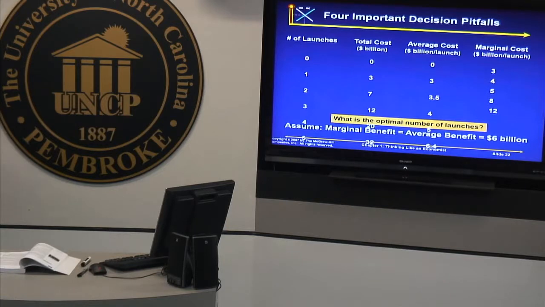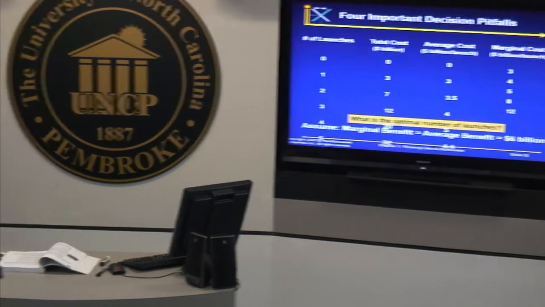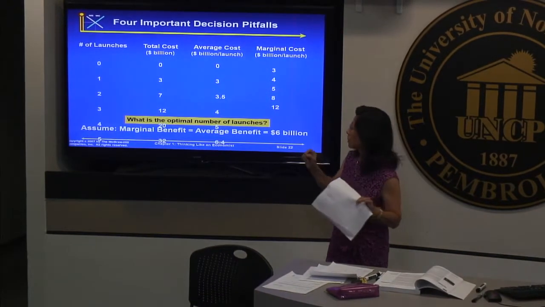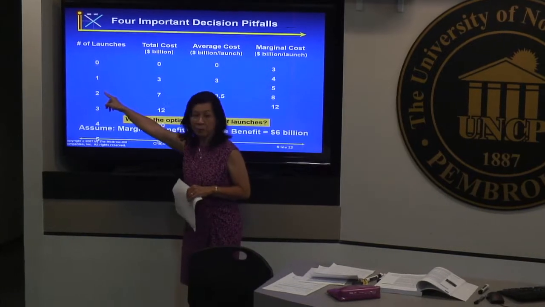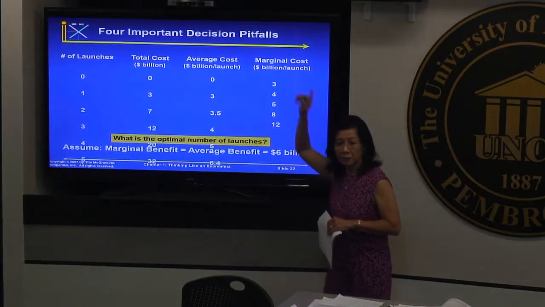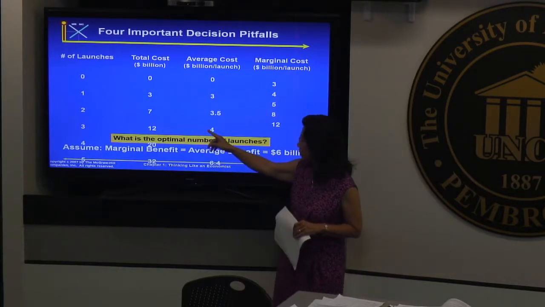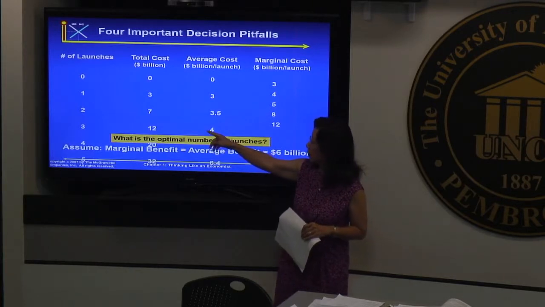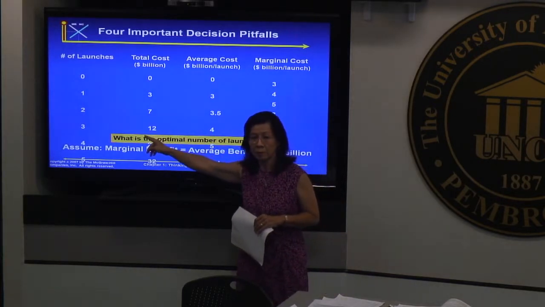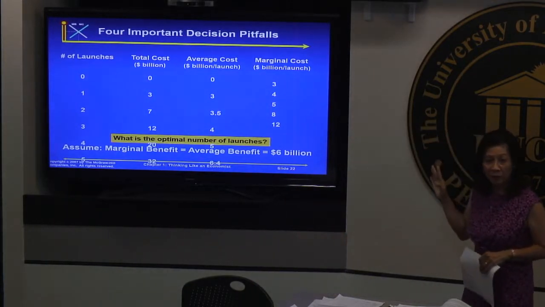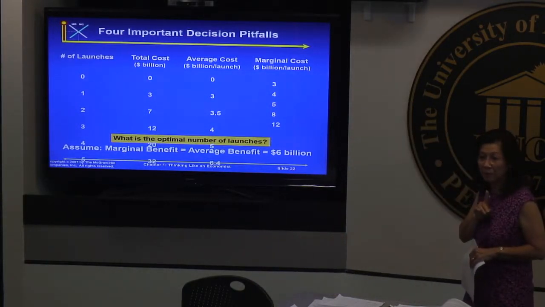Okay, what about average cost? How do we get this column? Anybody? Like, for example, how do we get 3? You take the total cost divided by the number of units. So 3 divided by 1, you get 3. Got it? Okay, come down all the way to, how do you get 4? Take total cost of 12 divided by 3. 12 divided by 3 launches, you get 4. Very good. So far, so good. That's how you do the average.